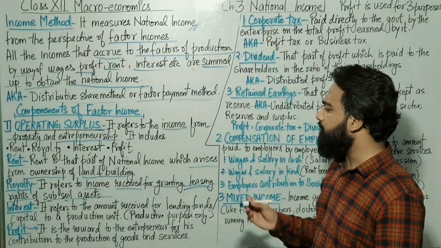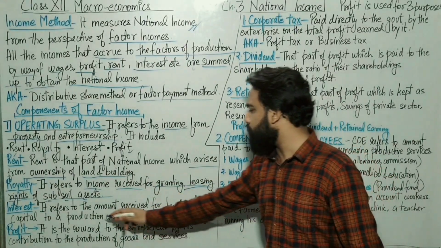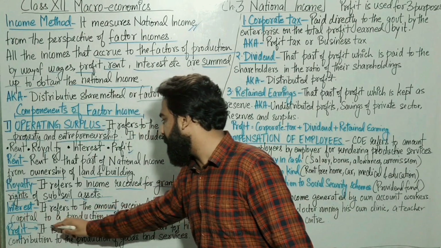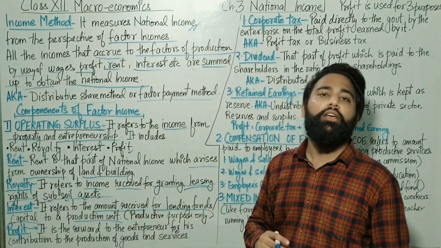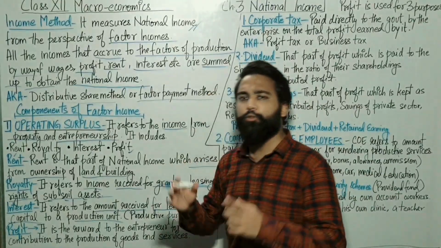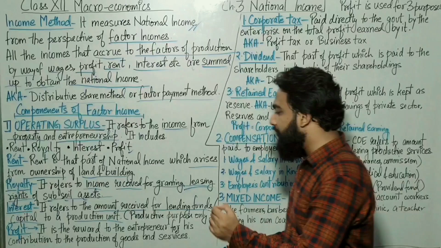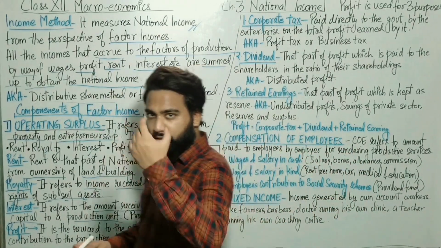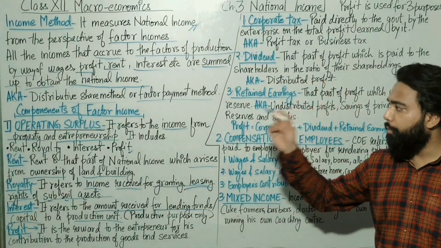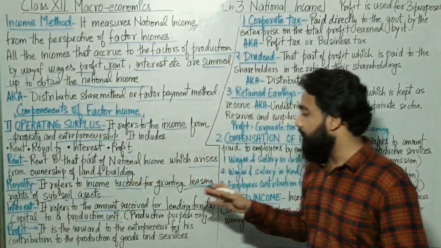Component of operating surplus is interest. You all know what is interest. It refers to the amount received for lending funds or capital to a production unit. If you are providing funds to some production unit, to a person who is producing something, then the interest you receive will be included in your operating surplus.